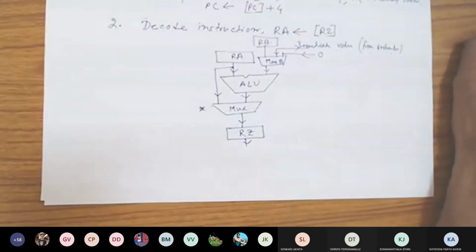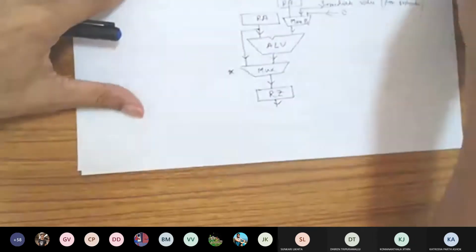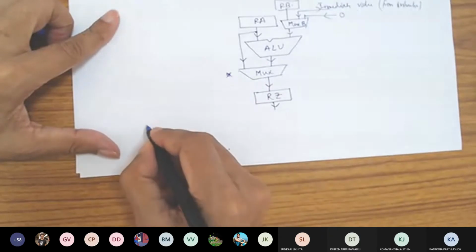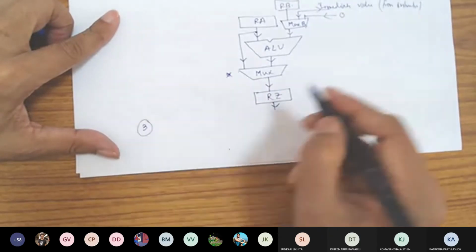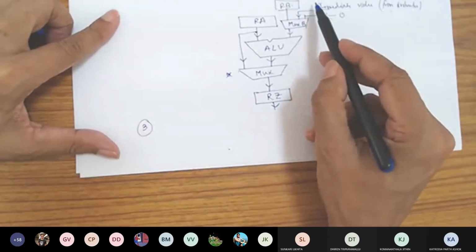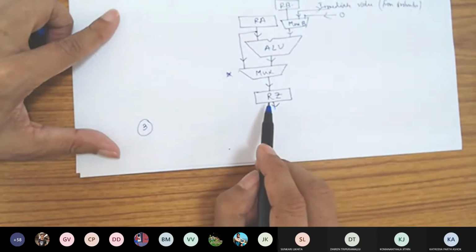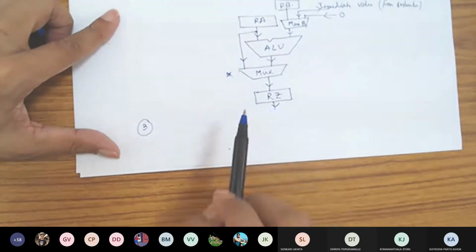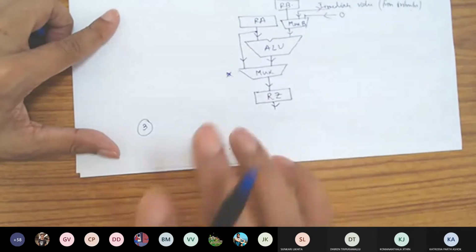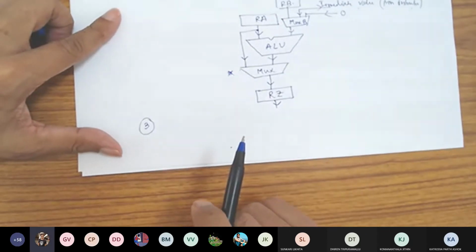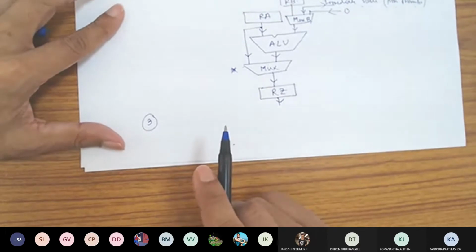We will move now to the next part of the discussion. This is the second stage. What will be the third stage? Can someone tell me? In the second stage, you decode the instruction. Let's assume that I use a bypass path like this. What will be the third stage?